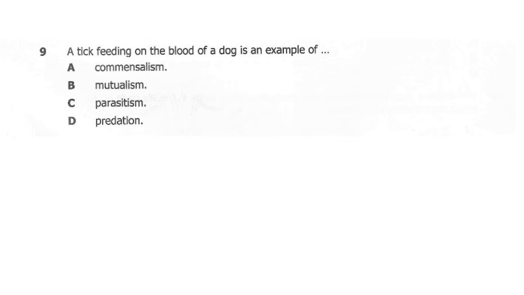Question 9. A tick feeding on the blood of a dog is an example of A, commensalism. B, mutualism. C, parasitism. D, predation. You can drop your answer in the comment section.